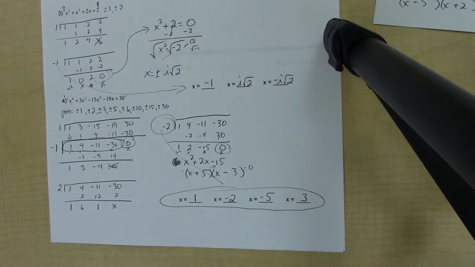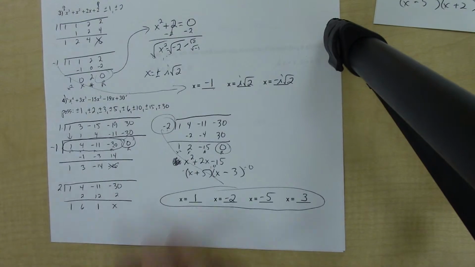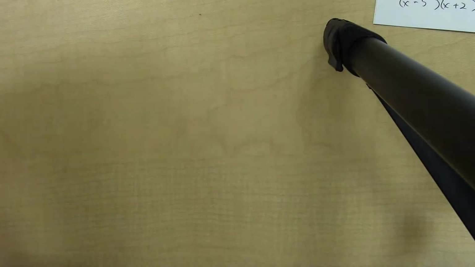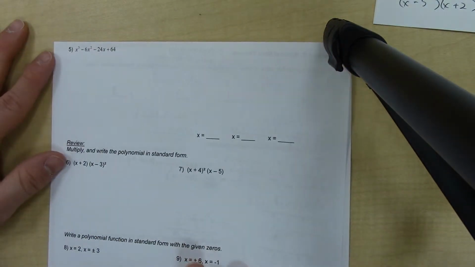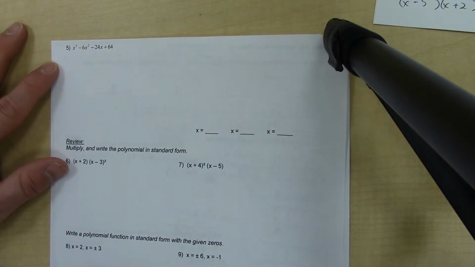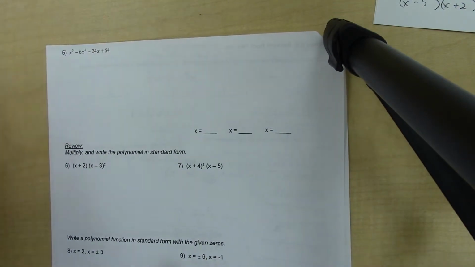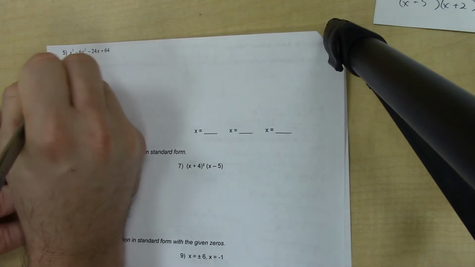What I'd like you to do is to try the one on the next page. Okay, there's one problem at the top of the next page. Flip it over here. And I'd like you to pause it, try this one on your own, and come back and check when you're done.